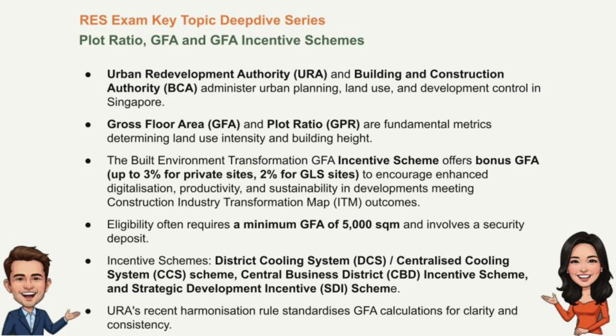It generally applies to new buildings or major addition and alterations, A&A works on private sites that have a GFA of at least 5,000 square meters. 5,000 square meters minimum. That's the general threshold. Smaller sites might be considered, but only on a case-by-case basis, and they'd need to show really significant outcomes. Also, certain government land sale, GLS sites, launched before March 31st, 2022, are eligible.